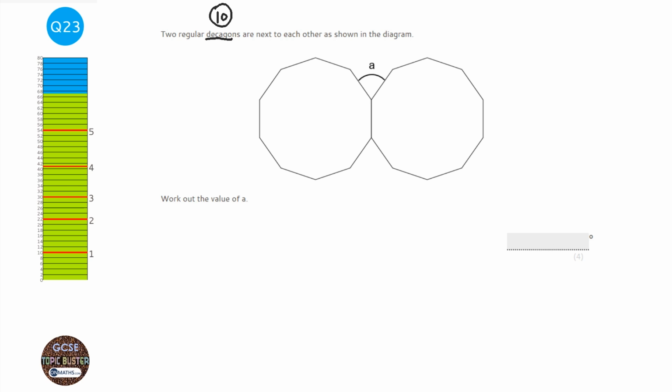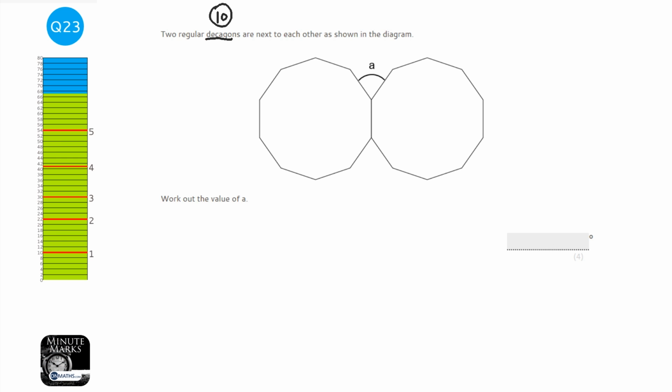Now what we can do is we could work out the interior angles of the decagons. Well, they'll be the same, so I can just work out 1 and then double it, and then take that away from 360 to work out A. And that's absolutely fine, that'll get you the right answer.